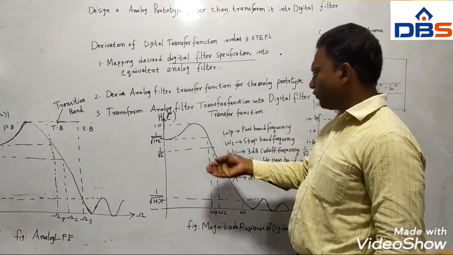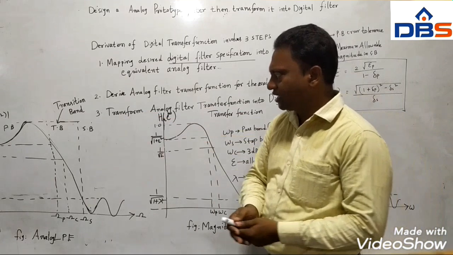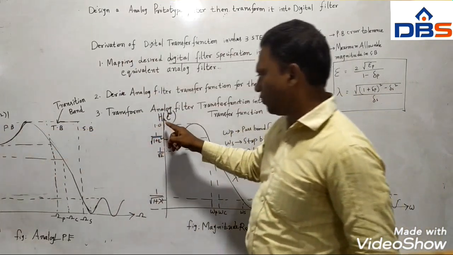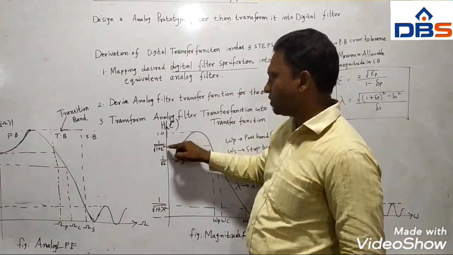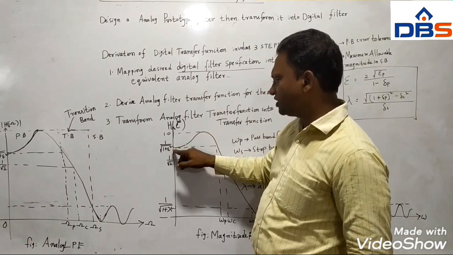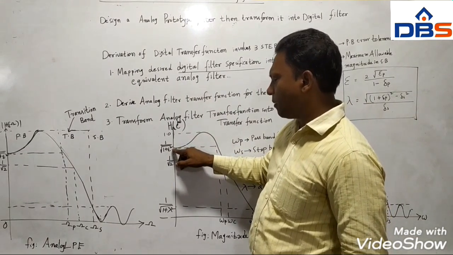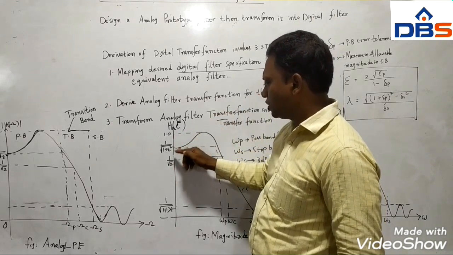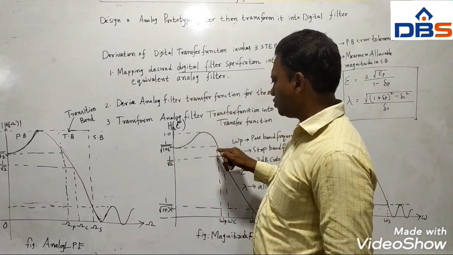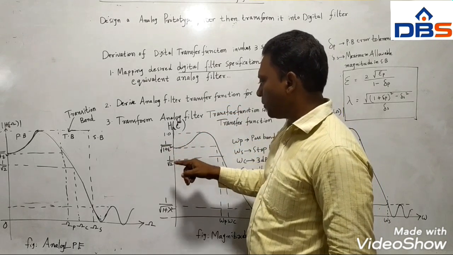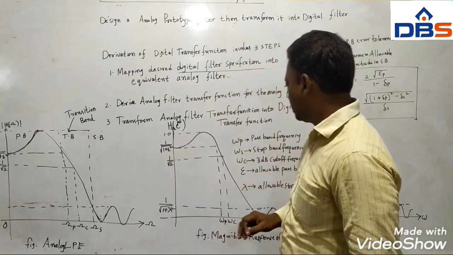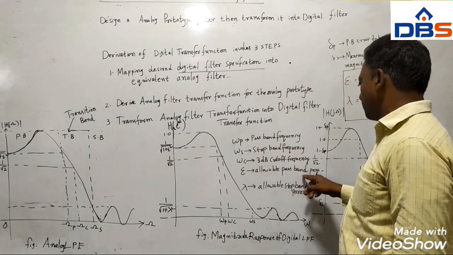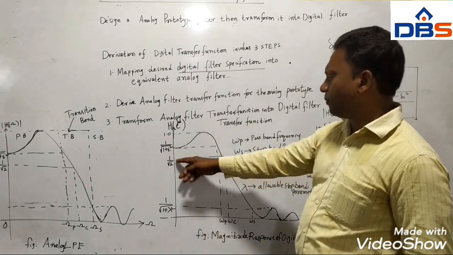Now different parameters are defined here. Same, 1 is there here also, the maximum value in the pass band is 1. Here this is the allowable parameter in the pass band, because it does not suddenly go to 1; slowly it is rising to 1. So 1 by under root 1 plus epsilon square is also there. What is that epsilon? Epsilon is the allowable pass band parameter, and again 1 by root 2.